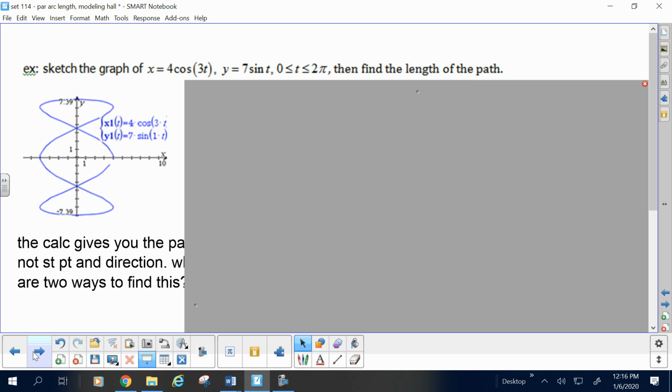Now, if I asked you to find the length of the path with a calculator, give that a go, please. Try that with your calculator, and then I'll reveal the box as far as what I want to see.